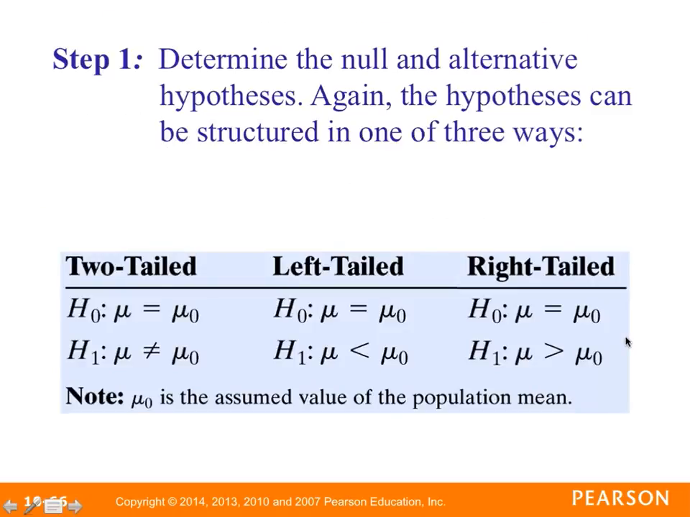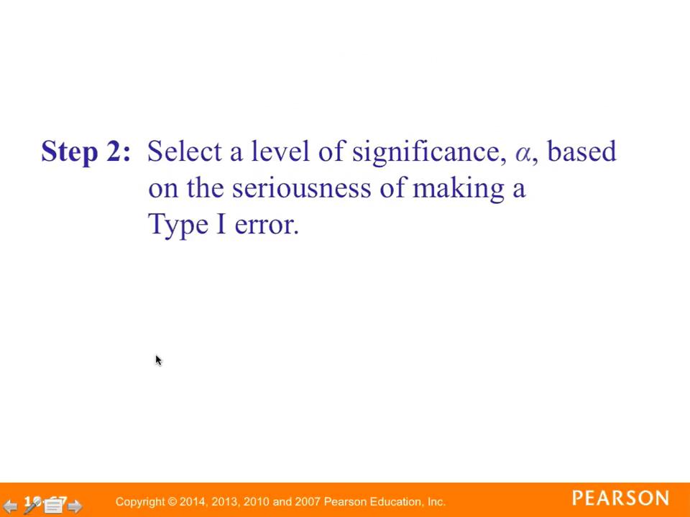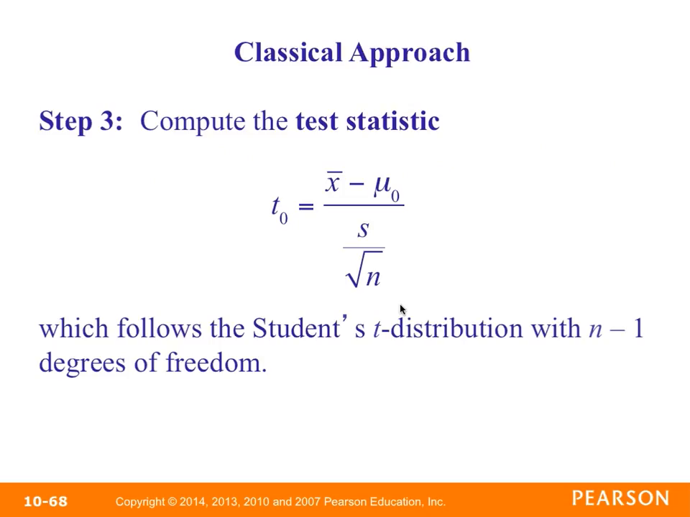Okay, so we're not going to go through every single piece of this because this looks exactly the same as our proportions, except we have mu's instead of p's. So the null hypothesis is always mu equals mu naught, and then left-tailed is less than, right-tailed is greater than, and two-tailed is not equal to. We select a level of significance, again, based on the seriousness of making a type 1 error, so it's the same second step. We compute a test statistic, which looks a lot like our z-score, except it's a t value. So we take x bar minus mu over s over square root of n.